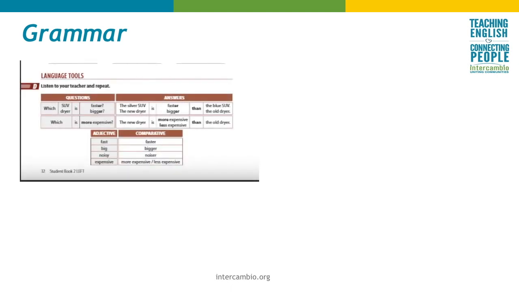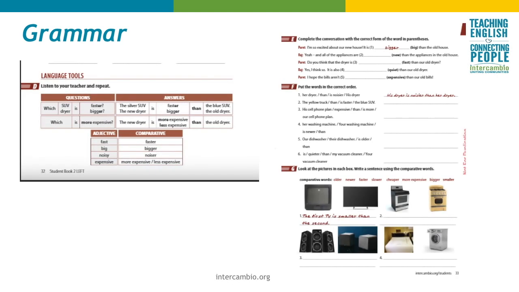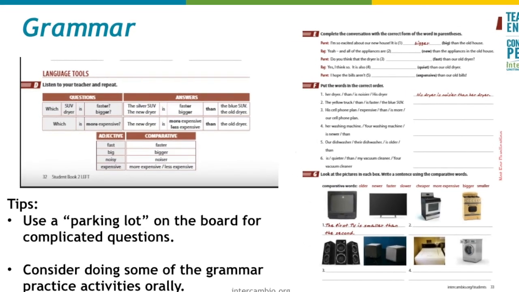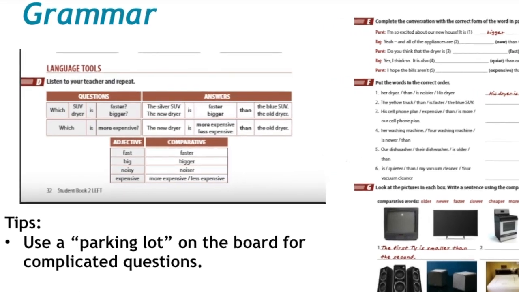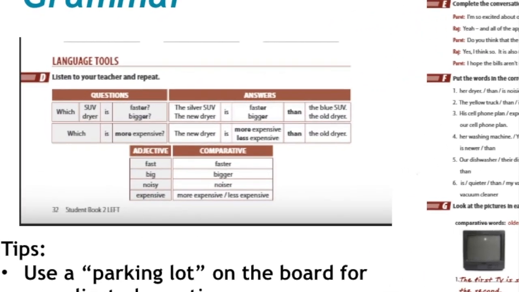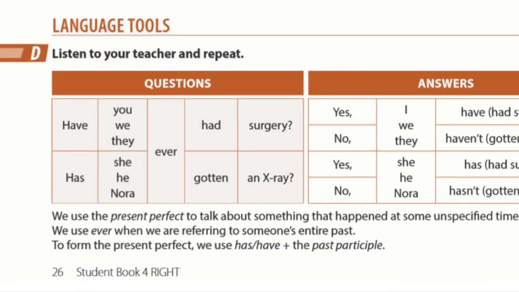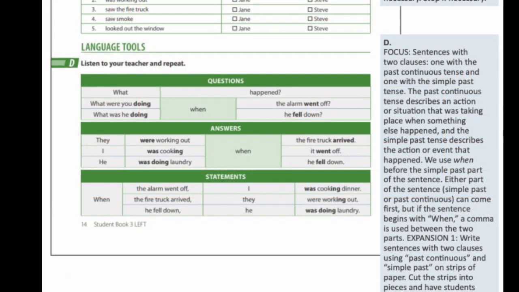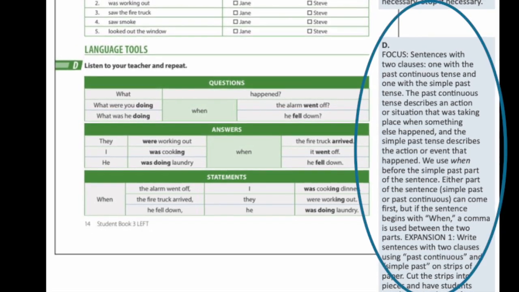Try to avoid long technical explanations. If students ask a difficult question and you're not sure of the answer, you might consider having a grammar parking lot on the board. You can add their additional questions there, do some research, and come back to the next class with an answer. Have your students repeat the structures in the chart and give short, simple explanations when necessary. Levels 4 and 5 provide these short explanations in the student books. Additional explanations can be found in the call-out boxes in the teacher's books.